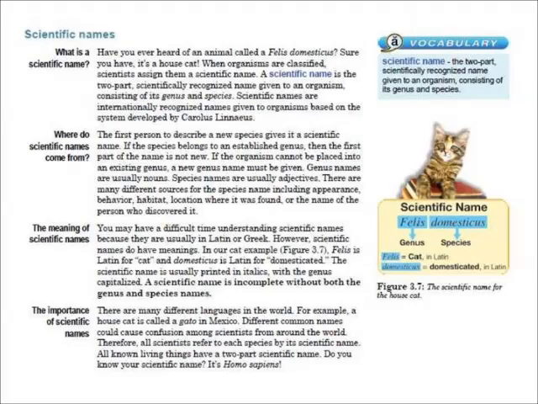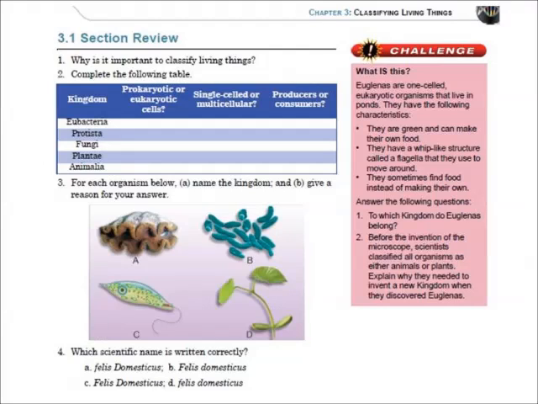There are many different languages in the world. For example, a house cat is called gato in Mexico. Different common names could cause confusion among scientists around the world. Therefore, all scientists refer to each species by its scientific name. All known living things have a two-part scientific name. Do you know your scientific name? It's Homo sapiens.